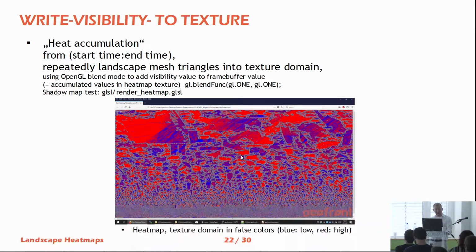Now, how does this heat accumulation happen in that case? Well, you iterate from the start time to the end time and repeatedly render the landscape mesh triangles into the texture domain, and use the OpenGL blend function to add this visibility value, the shadow comparison result, to the frame buffer value. This is done with the OpenGL blend function 1,1.